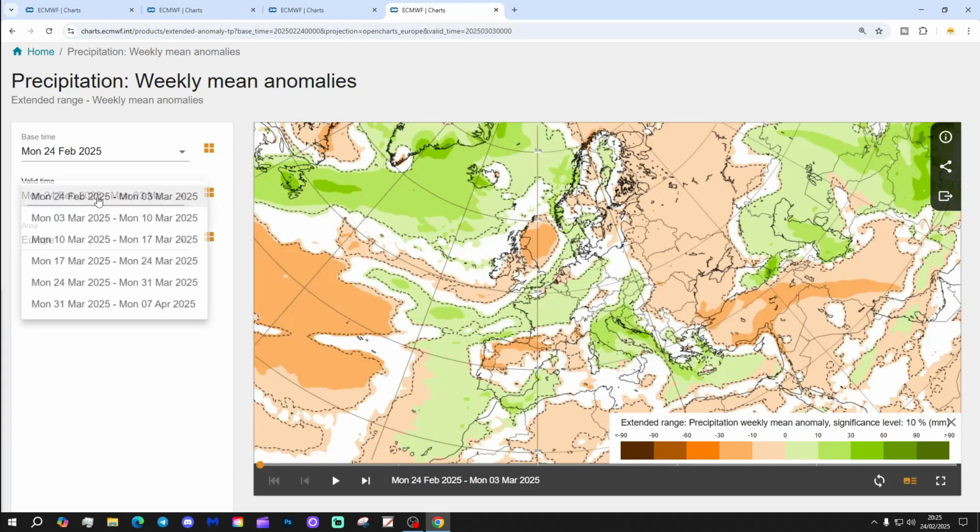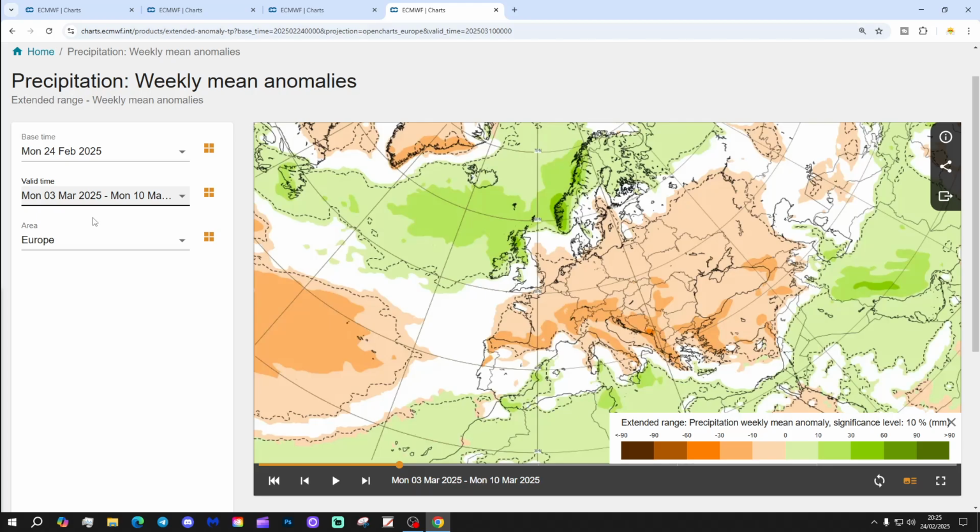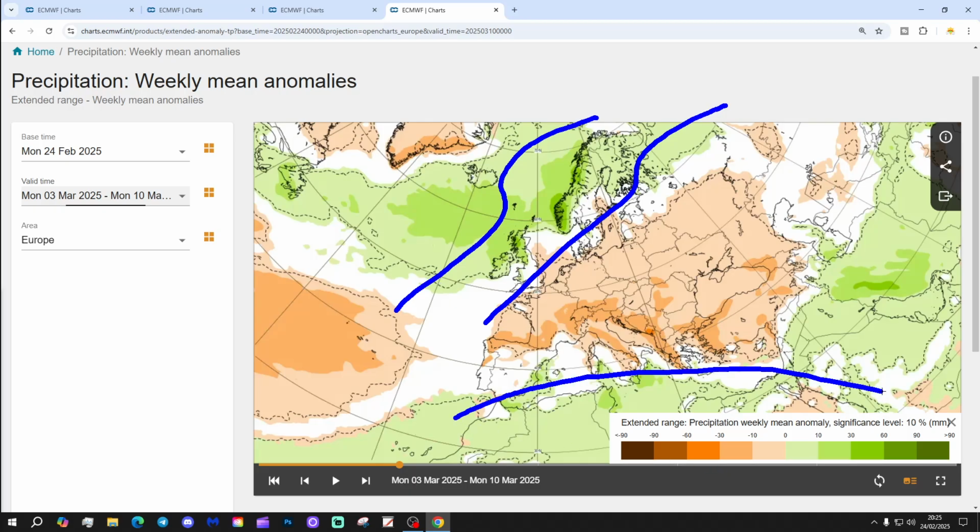Will still be cold, of course, that's an anomaly to average. So precipitation goes wetter than average in the far north, so Norway, much of Sweden, Ireland, and into particularly northwestern parts of Britain, coming out with above average rainfall through there. The extreme south of Europe and down into North Africa, interestingly, looking quite wet.